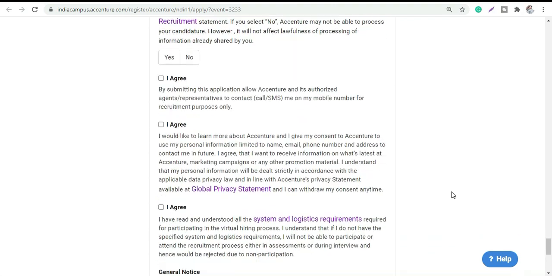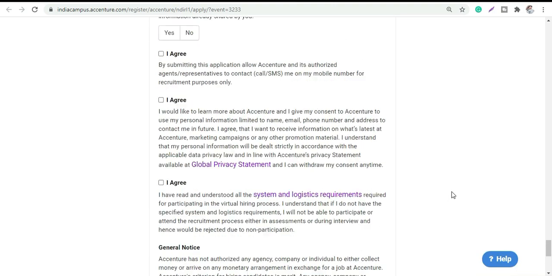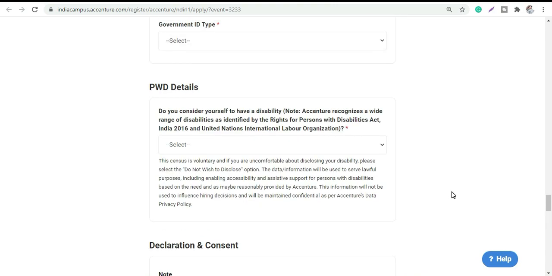This was the entire form. I will not go into much detail because you can fill it up accordingly, and this is very basic.